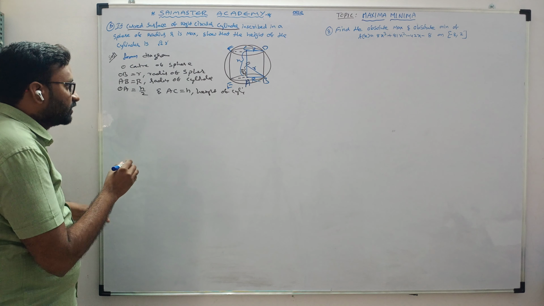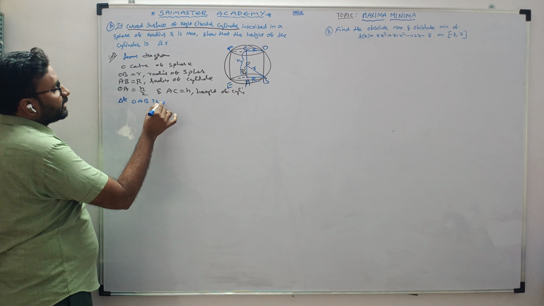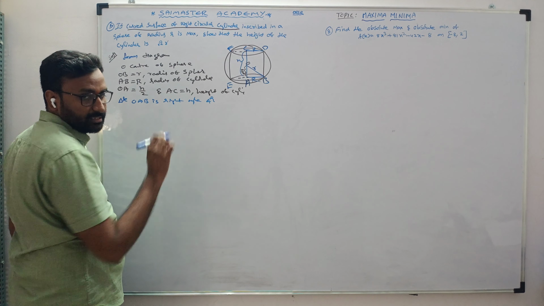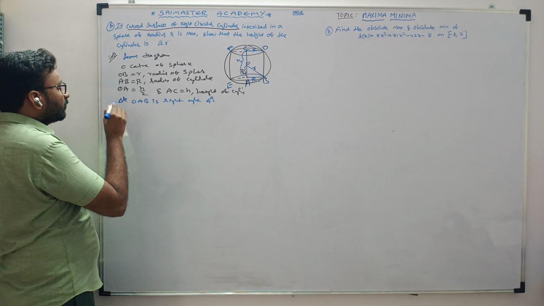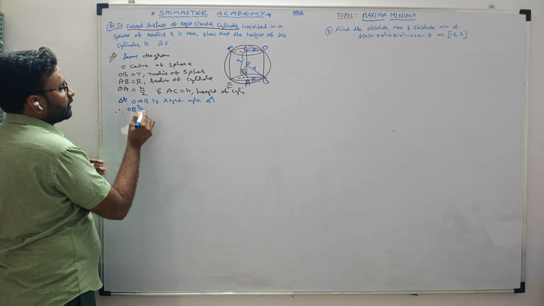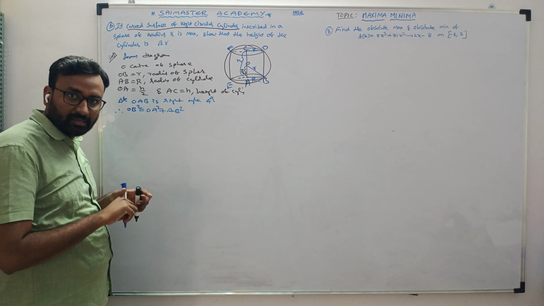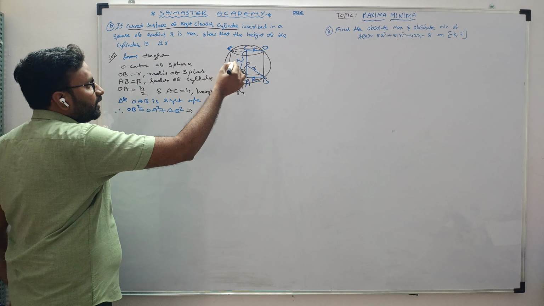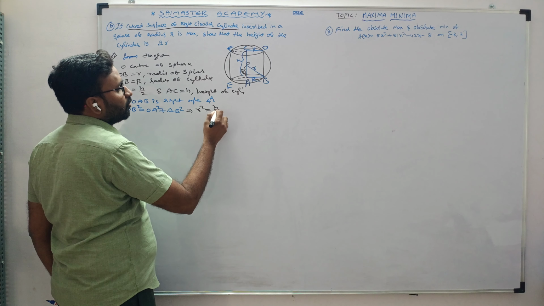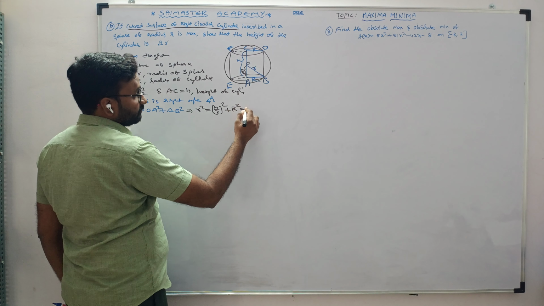Why? Because if you observe, triangle OAB is a right angle triangle. Therefore, by Pythagoras theorem, we can write hypotenuse square OB square is equal to OA square plus AB square. Then what is OB square? Small r square is equal to OA square, h by 2 whole square, plus AB square, which is capital R square.